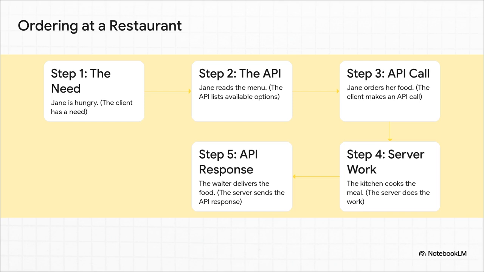The absolute best way to understand an API is to think about ordering food at a restaurant. So you're the customer, or the client, and you have a need, right? You're hungry. So you look at the menu. That menu, that's basically the API. It tells you exactly what's available. You give your order to the waiter. That's you making an API call. The kitchen, which is the server, does all the hard work, and then finally, the waiter brings your food back to you. That's the API response. It's really that simple. That little back-and-forth conversation powers so much of what we do online.